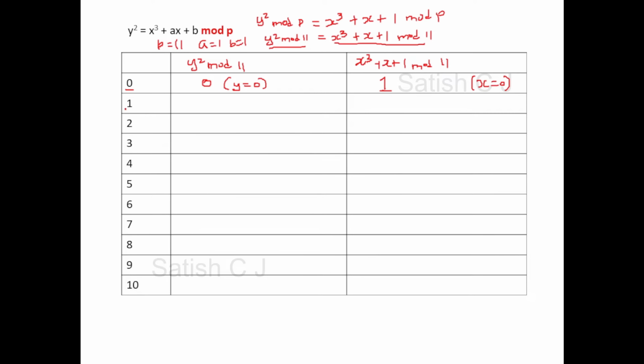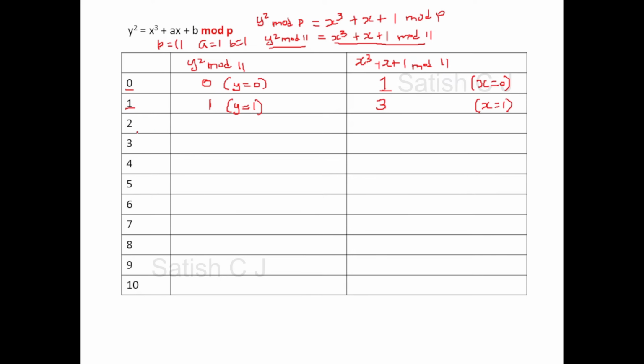Likewise, you go to the next value, that is you take 1, you find y square mod 11 when y is equivalent to 1. So this is nothing but 1 mod 11, and what will be the output here? 1. Likewise, you take the value of x to be 1. You just take these values, substitute that in this expression. So what is the output when x is 1 here? It is nothing but 1 plus 1 plus 1 mod 11. It's 3 mod 11. So the output we are going to get here is 3.